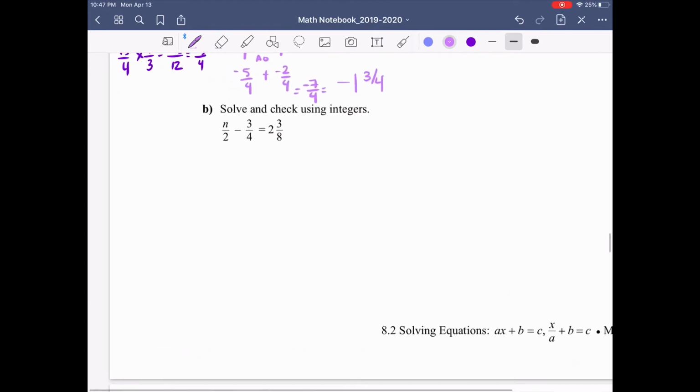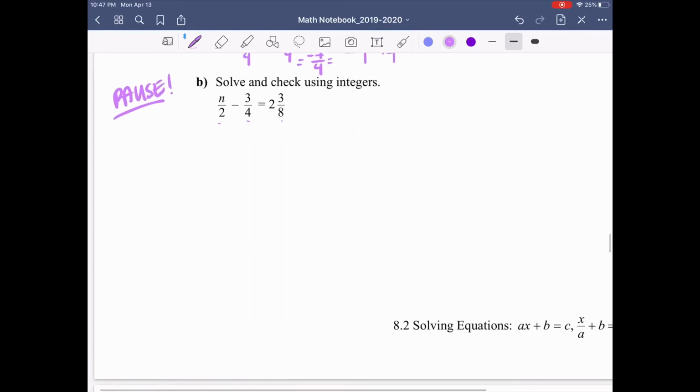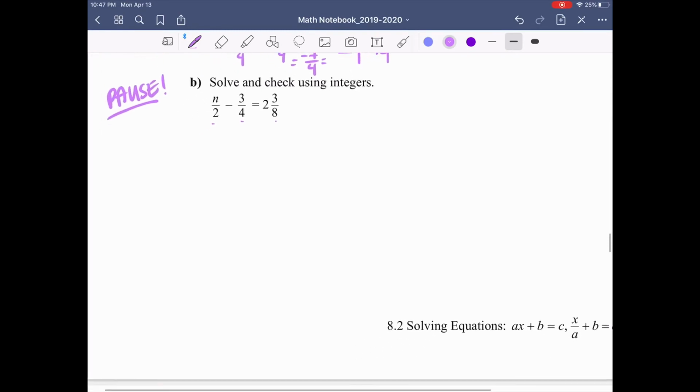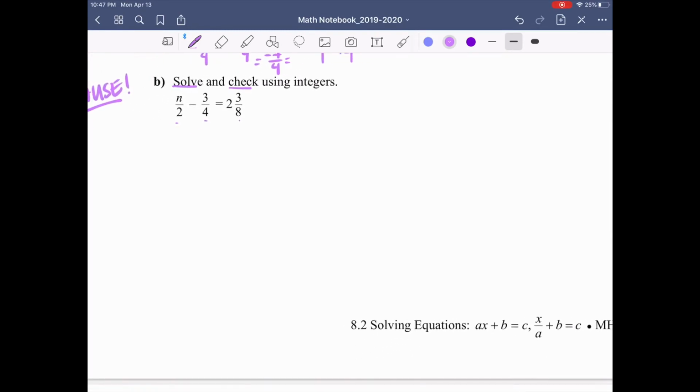Okay, so I want you guys to pause this video and try it again. Try doing this, and here we have a mixed number, so remember you have to change it to improper first. So take a minute and try this question. Use the method that you prefer, but it says to solve and check. So you have to draw a table and show that your left side equals your right side.